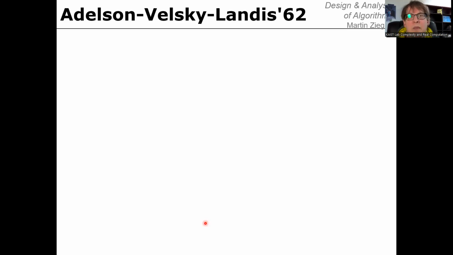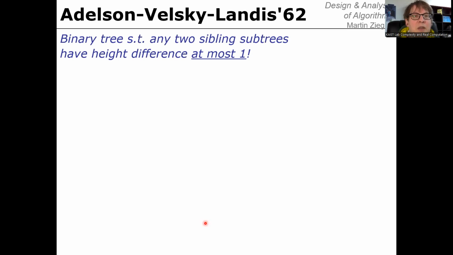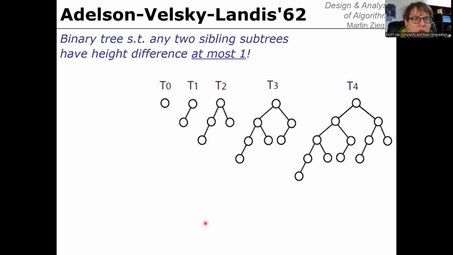So let us recall from CS300, or from data structures, the definition of an AVL tree. An AVL tree is a binary tree such that any two sibling subtrees have height difference at most 1. So that's the definition of an AVL tree, and this is to be understood recursively. So let me show you some examples of AVL trees here.